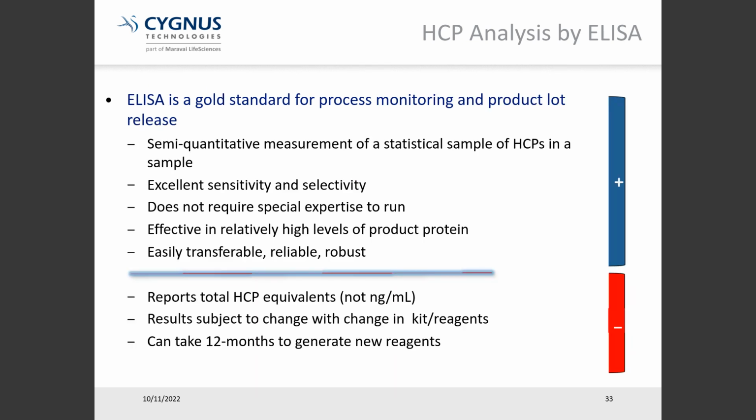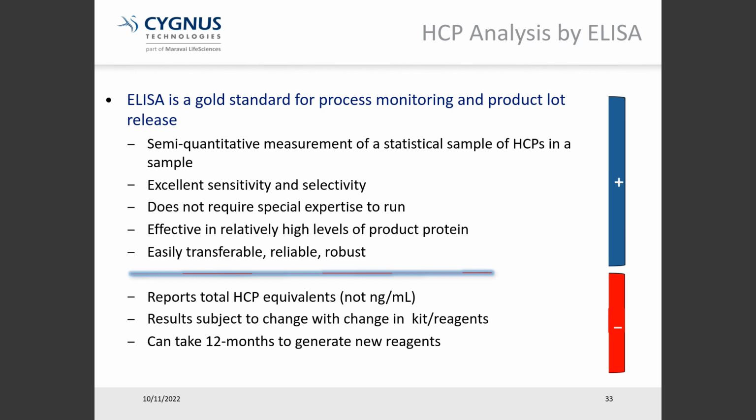So, again, the ELISA is the gold standard for process monitoring as well as product lot release. And it is for a couple of reasons. The most important is that it's the only tool that we have that can measure nanogram per mil levels of host cell protein in the presence of mg per mil levels of product. And as long as it has been expertly developed, it doesn't require a high level of expertise to run. So you can give it to entry-level lab technicians and they should be relatively successful. These assays are very reliable and robust, which makes it easy to transfer, whether it's down the hall to your QC lab or around the world to other CDMOs.